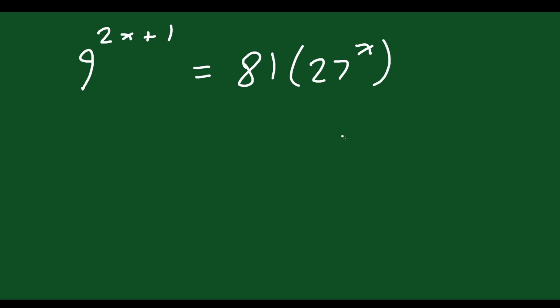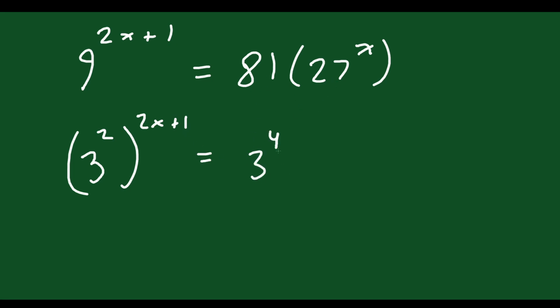Okay, next we have 9 to the exponent 2x plus 1 equals 81 times 27 to the x. So let's try to rewrite these all with the same base, right? 9 you could probably reduce to a base of 3, so 3 squared to the 2x plus 1, like that. Over here, you have 81, well that's 3 to the 4, times 27, that's 3 cubed to the x, right? You can combine these together just by adding the exponents, right? Because this is 4, you combine these to be 3x, right?